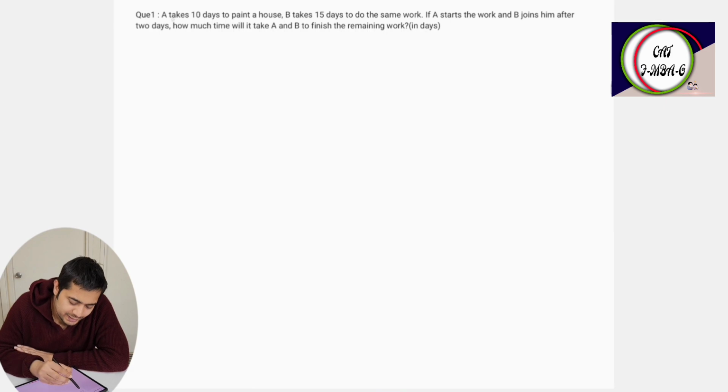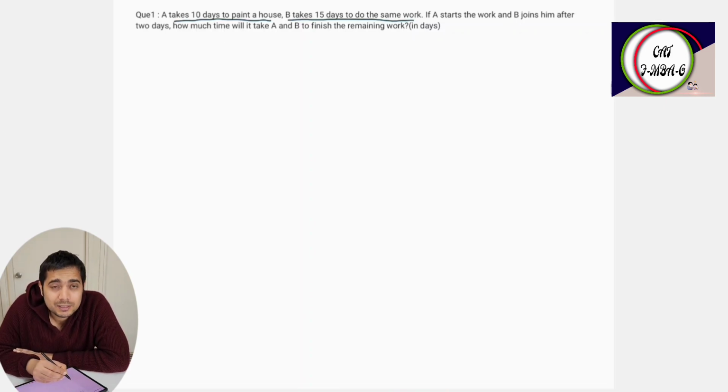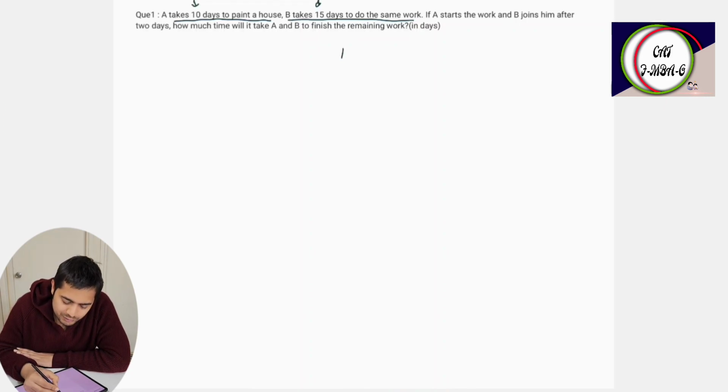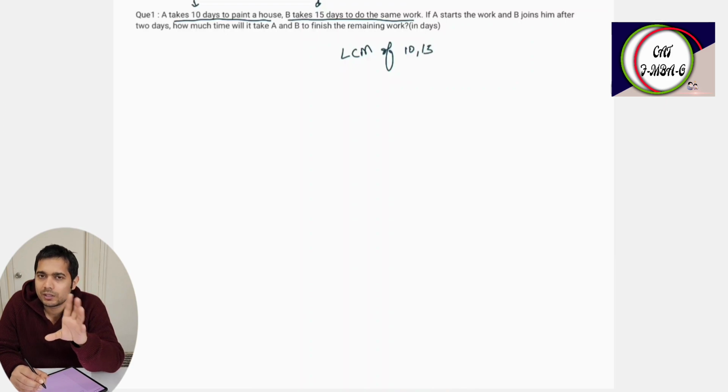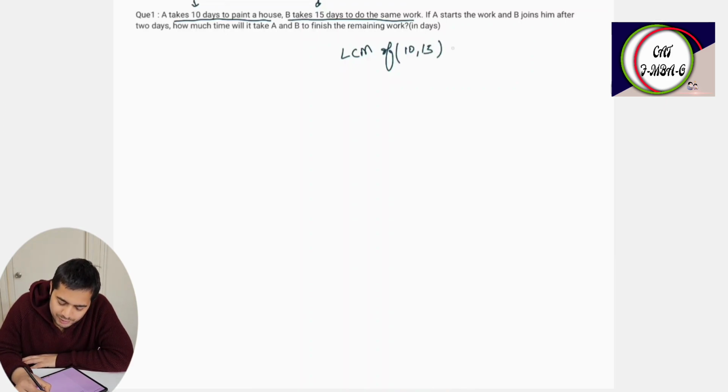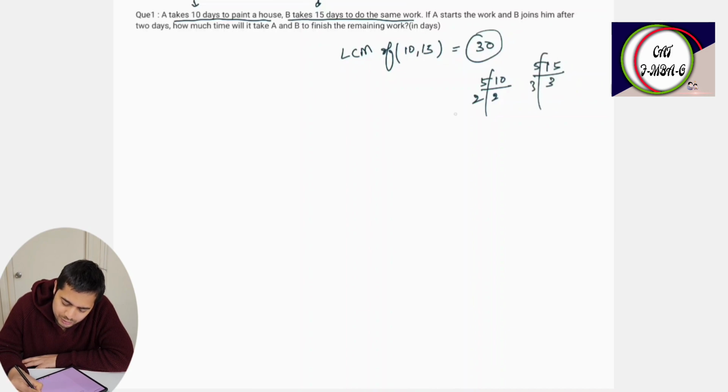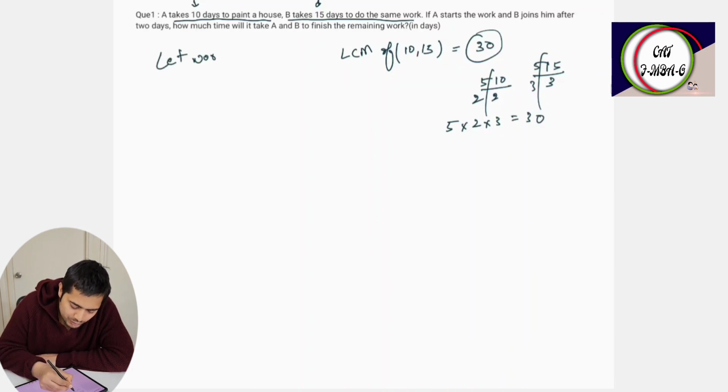A takes 10 days to paint a house. B takes 15 days to do the same work. Okay. So in these kind of questions, there is a trick actually. 10 days given and 15 days given. You have to take LCM of 10 and 15. This is solution number 1. I will teach you another method also. LCM of 15 and 10 is equal to 30. How do you calculate it? 10 is 5 into 2, 15 is 5 into 3. So LCM is 5 into 2 into 3 is equal to 30. So let work is equal to 30 units.